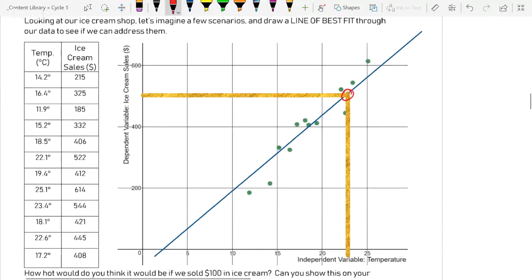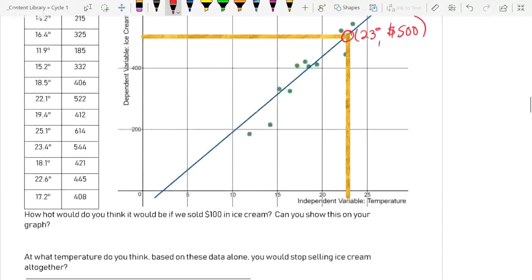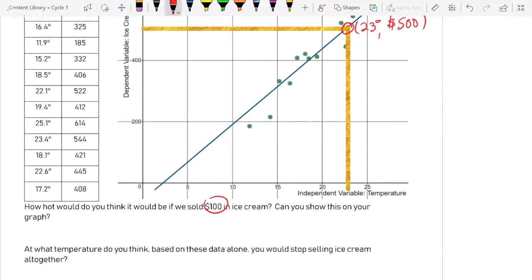And so we would expect on a 23-degree day to sell roughly how much? Well, what's that, a little over 500? Almost, well, maybe just 500 spot on, right? So I'd say, yeah, on a 23-degree day, I'd expect to sell $500. Hey, if my sales are 100, how hot do I think it was? What could you do? If you wanted to know if I sold $100, what was the weather like? What could you do?